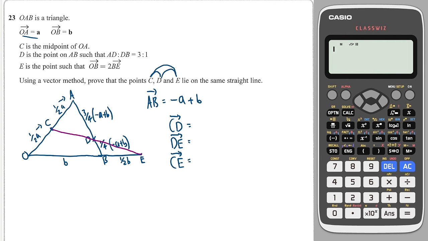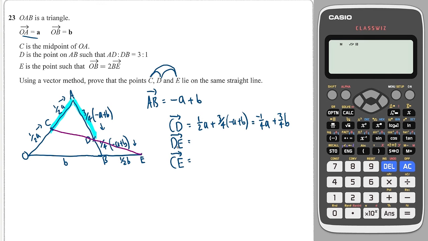So let's do it. Let's first do C to D, which is a half A, and then this is the direction A to B, so it is in this direction. So we're adding on a half A and 3/4 of minus A plus B. Okay, so we can simplify that. A half A plus negative 3/4 A is negative 1/4 A. Sorry, negative 1/4 A. And B, we have 3/4 B.